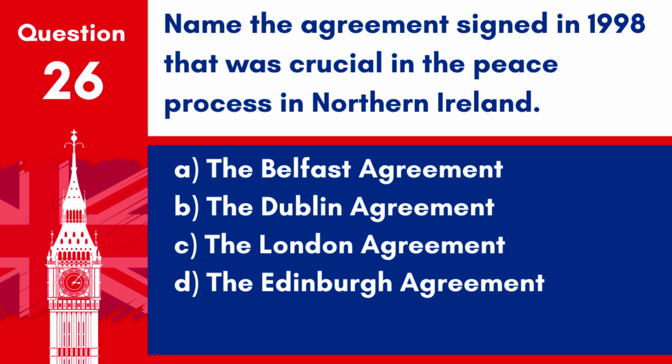Question 26. Name the agreement signed in 1998 that was crucial in the peace process in Northern Ireland. A. The Belfast Agreement. B. The Dublin Agreement. C. The London Agreement. D. The Edinburgh Agreement.